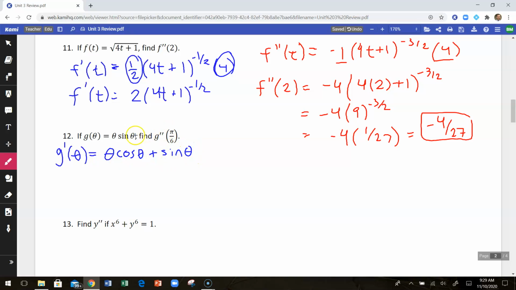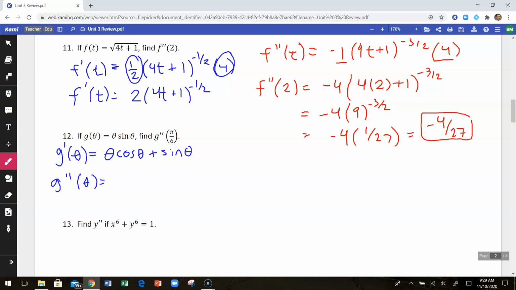Now, if I could simplify this, I would, to make it easier to do my second derivative. Unfortunately, there's not much that I can do, so I am going to go ahead and do the second derivative. I'm going to need to do the product rule again for this first part, but for the second part, I'm just going to be able to take the derivative of sine theta. So we'll go ahead and find the second derivative.